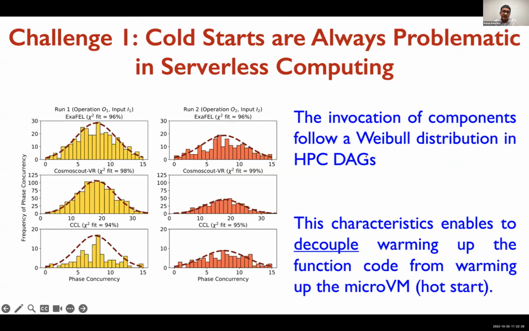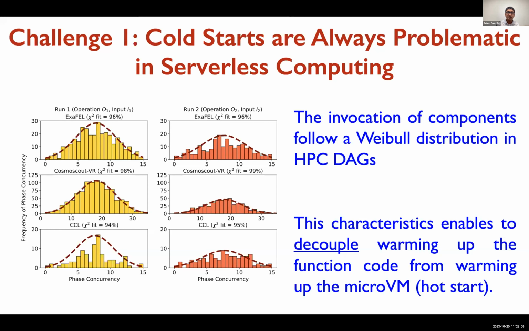The first disadvantage that I have always faced is that cold start is obviously a very big problem in serverless, both for HPC applications as well as for enterprise serverless applications. It really increases your total execution time, and that can be problematic in certain cases. But one thing we noticed in case of HPC DAGs is that the number of components invoked in different phases of execution follows some kind of distribution, and that can be easily fitted in the form of a Weibull distribution.